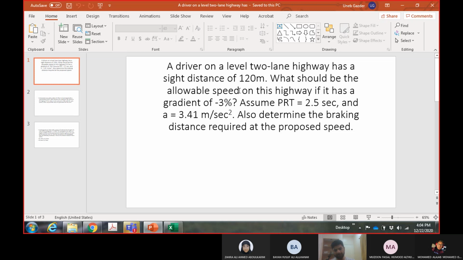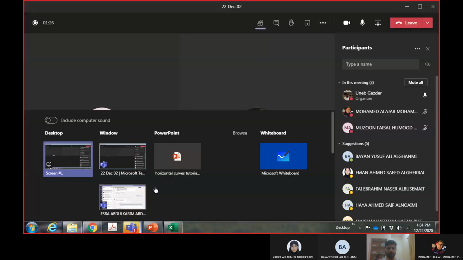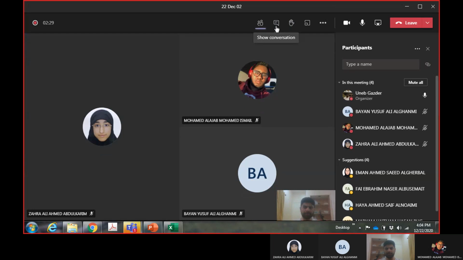So first of all, find out the speed using the sight distance. Then, using the speed, you calculate the braking distance. Okay, so let us begin. First of all, let me write down the data here.